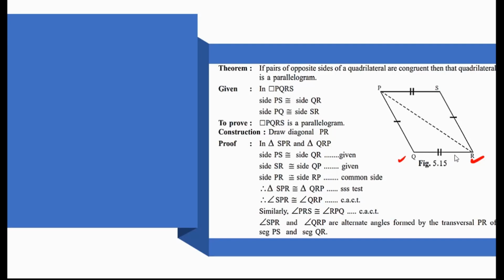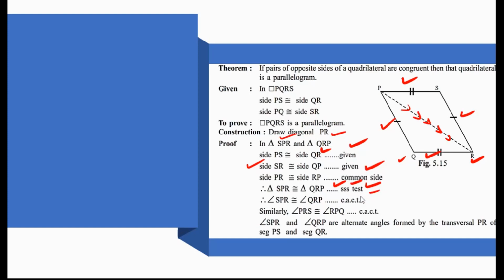Okay, let us come back. Now it is given that PS is congruent to QR. It is given. It is also given that QP is congruent to RS. Yes sir, because opposite sides congruent is given. Now from our construction, the diagonal that we drew became the common side. So by the SSS test, the triangles SPR and QRP became congruent.